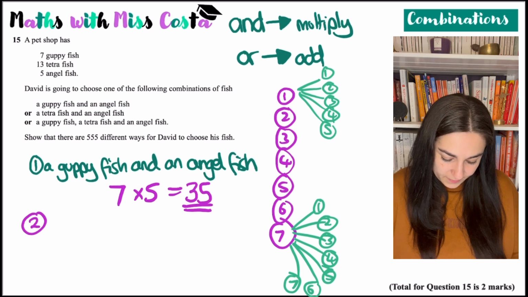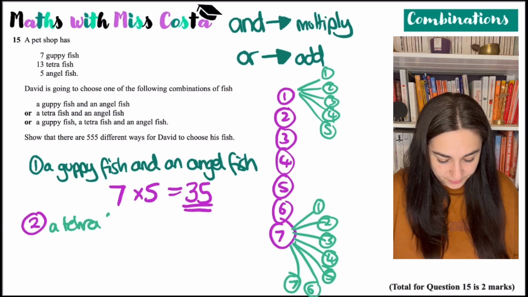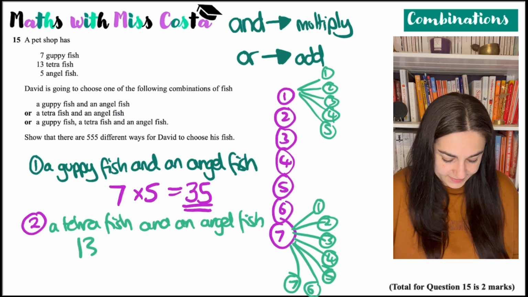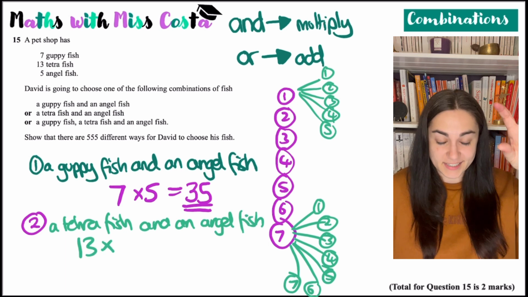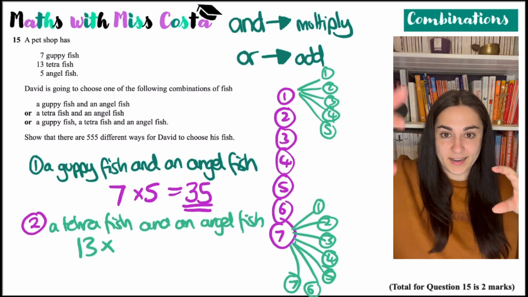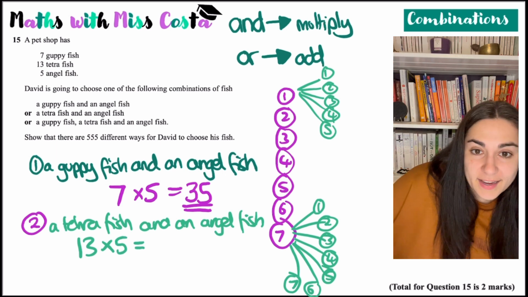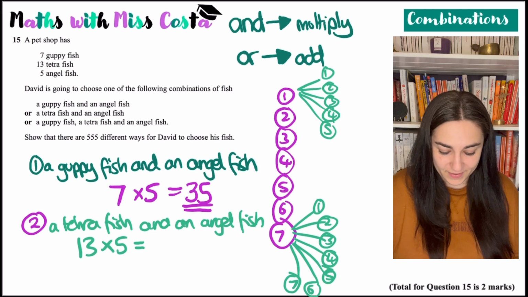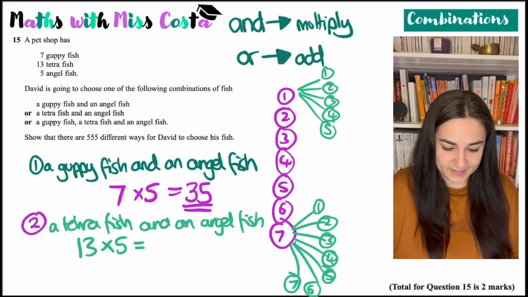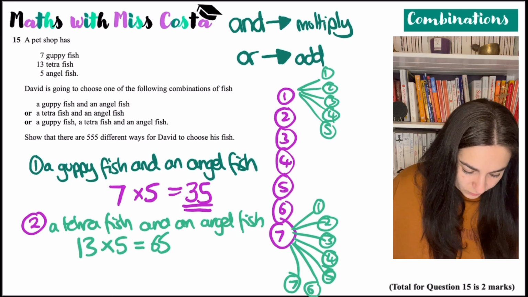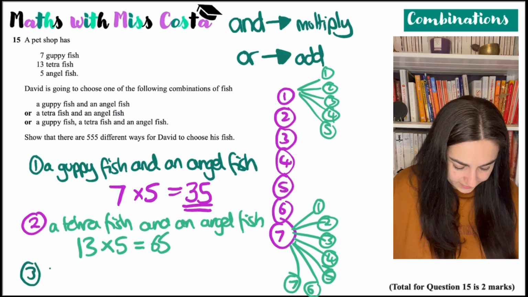Then he could have a tetrafish and an angelfish. So a tetrafish and an angelfish. How many tetrafish are there? There are 13 tetrafish. So each of these 13 fish could be combined with an angelfish. So there are 5 angelfish, and 13 times 5 is 65.